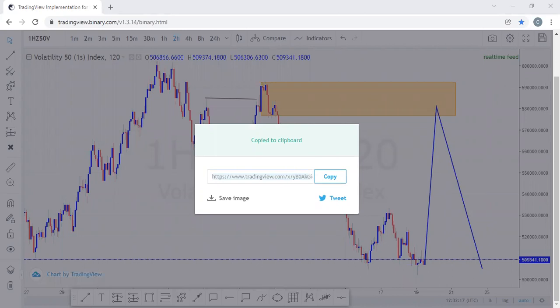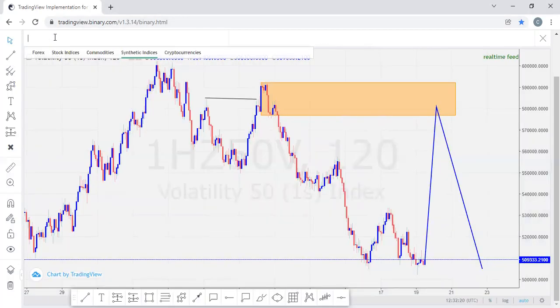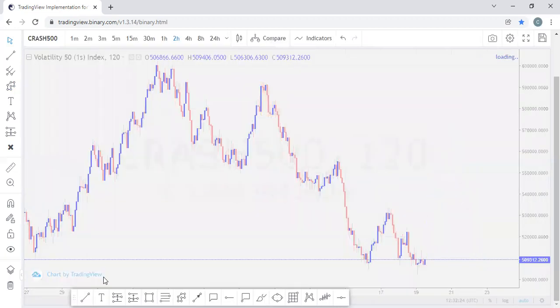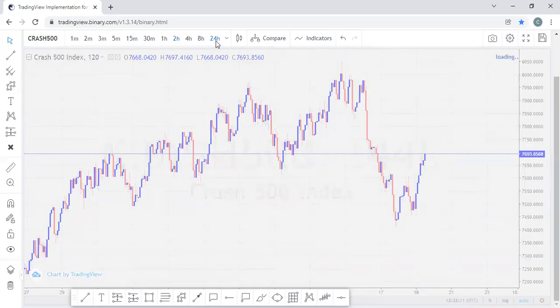Let's look at the last one for today. Let's look at maybe the Crash and the Boom. Let's look at Crash 500. You know the drill. Start on the daily time frame to analyze it. All right, so go to the D1.